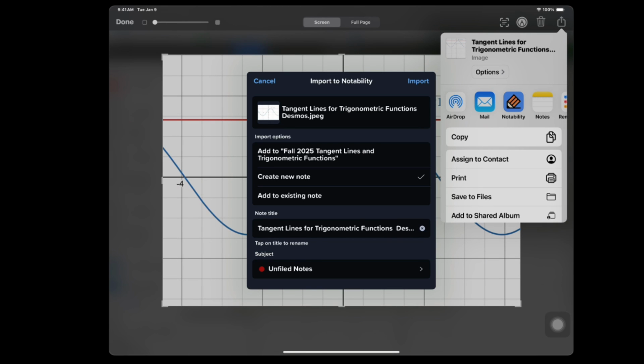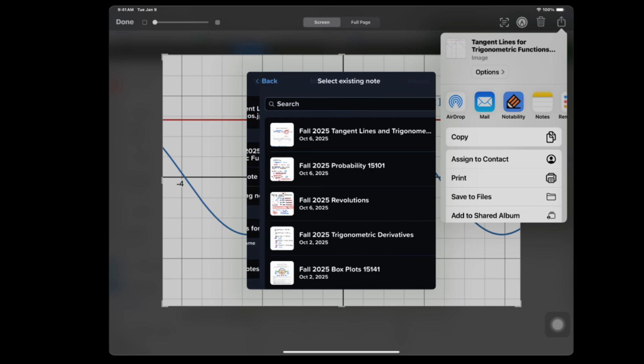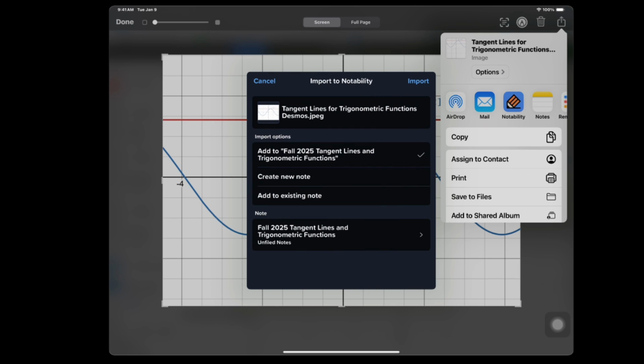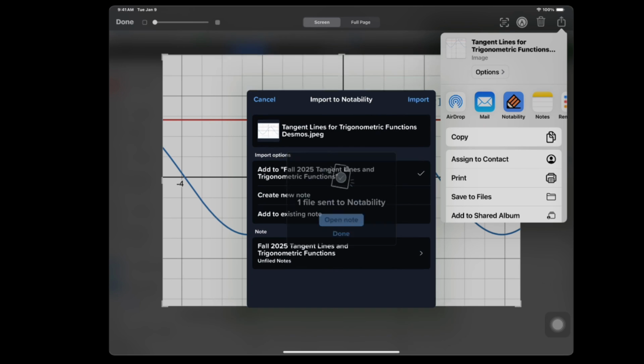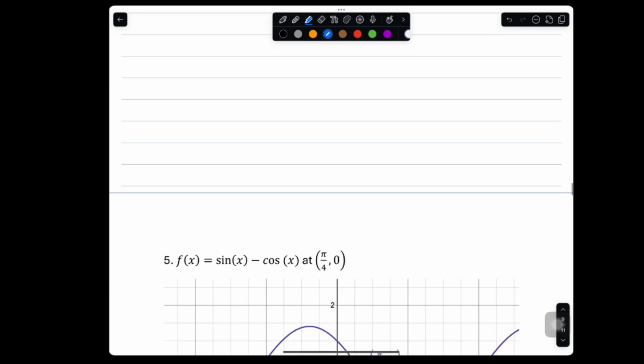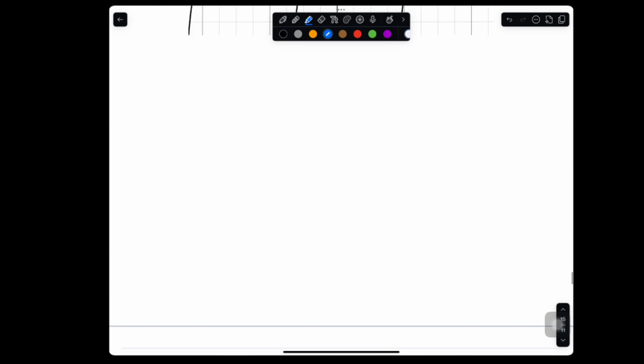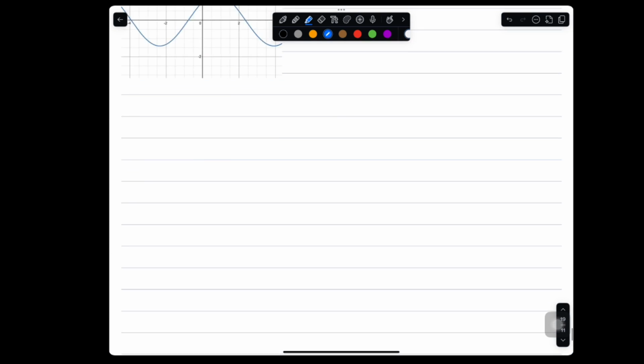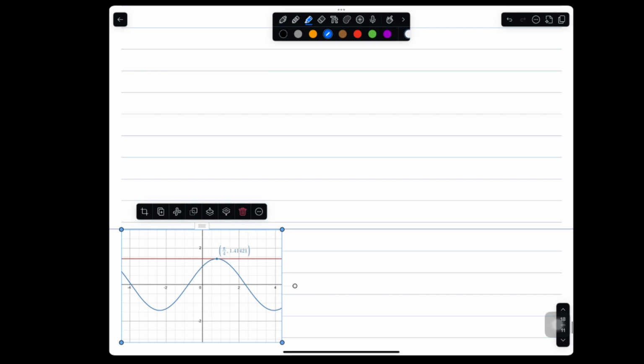Add to existing. No, where are you? Okay. I'm going to go all the way at the bottom. And cut.